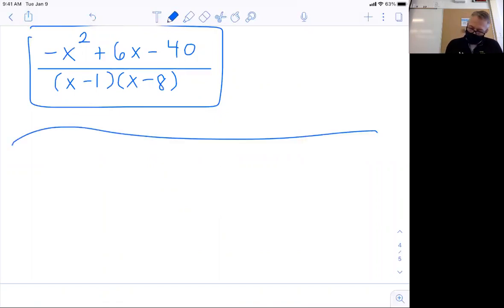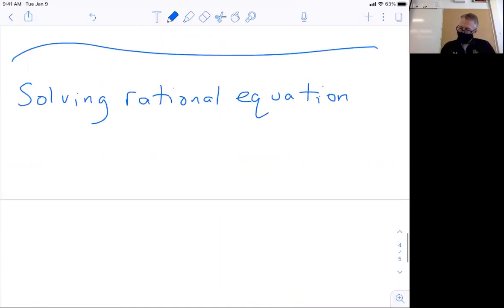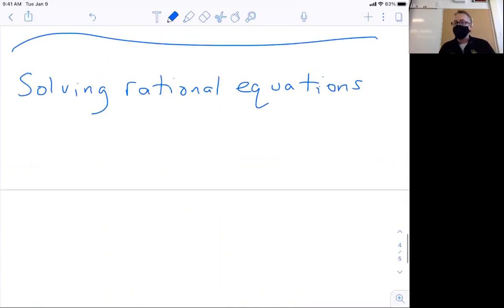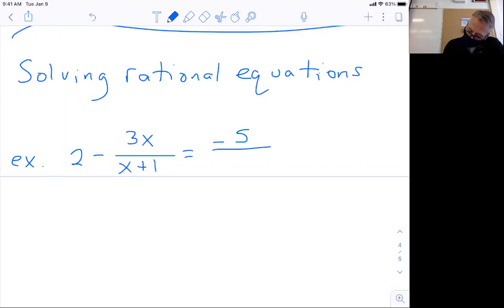So let's make a new section here. Solving rational equations. So we know rational means fraction. Equations means it has to have an equal sign. So something like this would be an example. Let's say we have (2 minus 3x) over (x plus 1) is equal to negative 5 over (x plus 1).